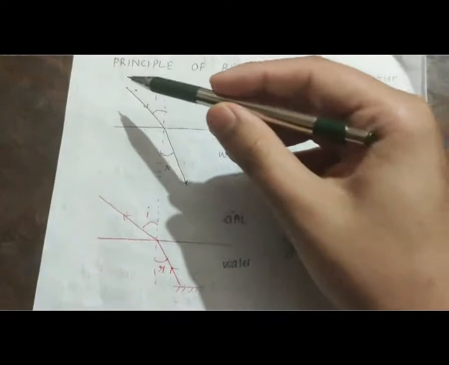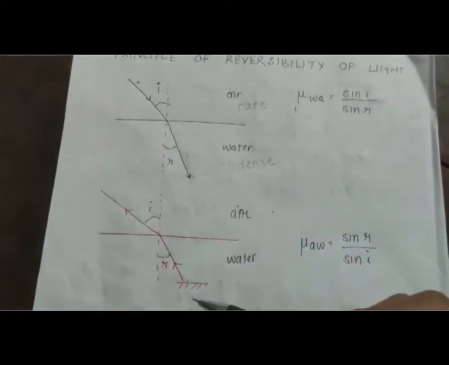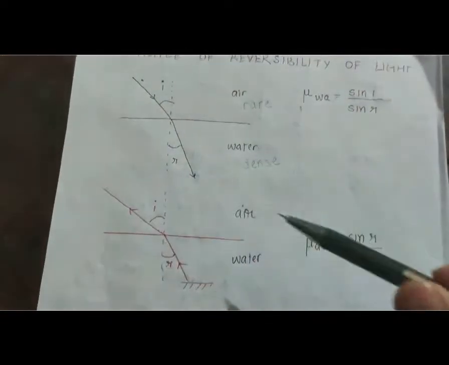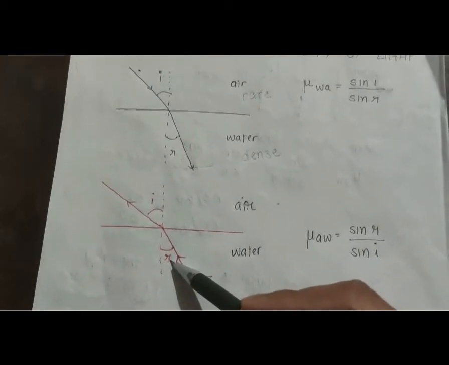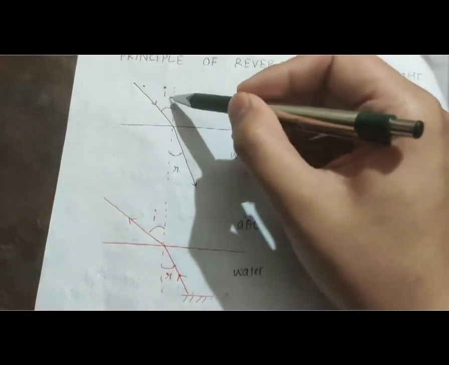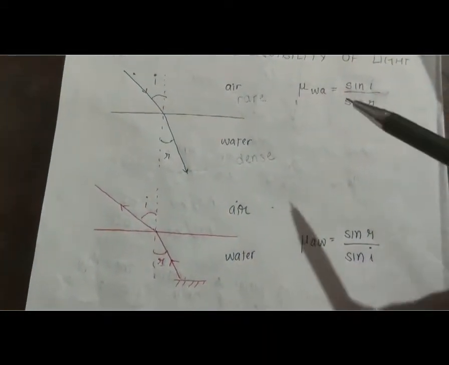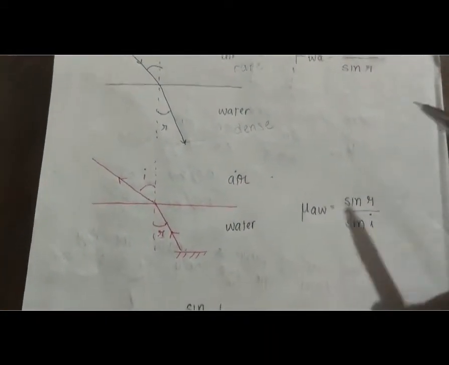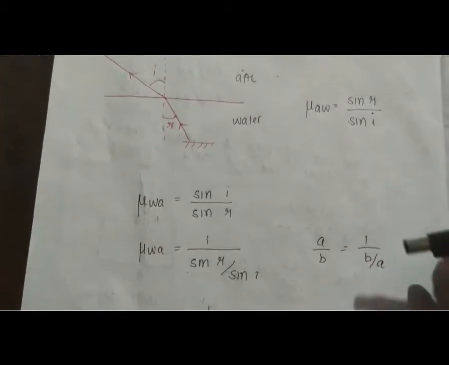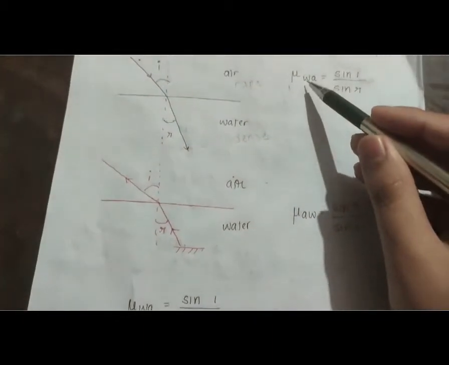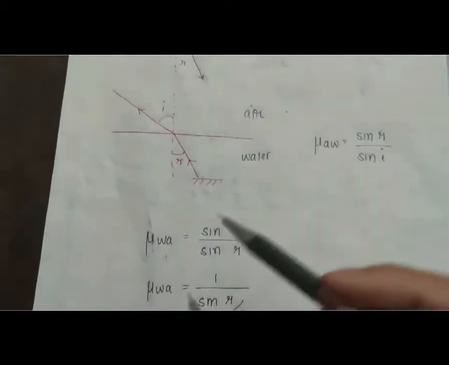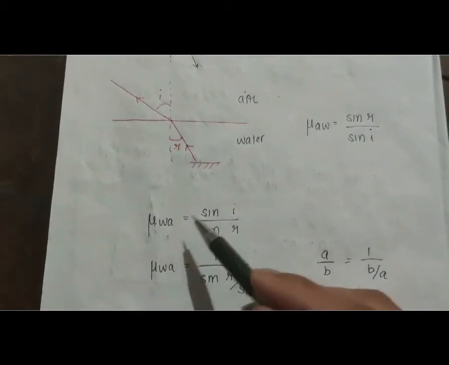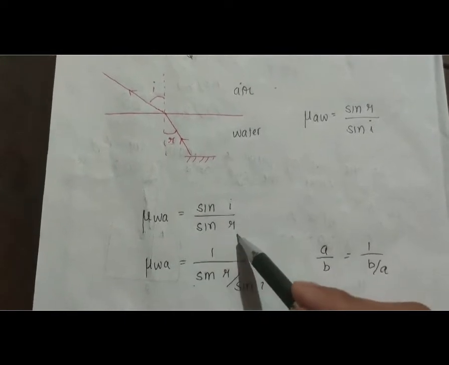So don't get confused. In this case, light is coming in this direction, and in this case it is going in this direction. So use your logic. In this case, this is my incident angle. For the first case, this I is my incident angle. Clear? They are the opposite case of each other. Now we know refractive index of water with respect to air is sine I by sine R.